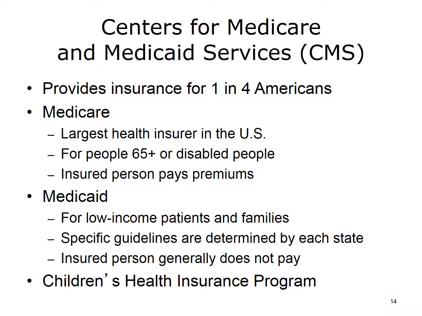Medicaid is a health insurance program targeted at low-income individuals and families who meet specific requirements. The eligibility rules and the services provided vary by state. Medicaid reimburses the medical provider directly, although some states require the patient to contribute a small copayment. Another division of CMS is the Children's Health Insurance Program, or CHIP. It serves uninsured children and pregnant women who do not qualify for Medicaid but cannot afford private healthcare insurance.